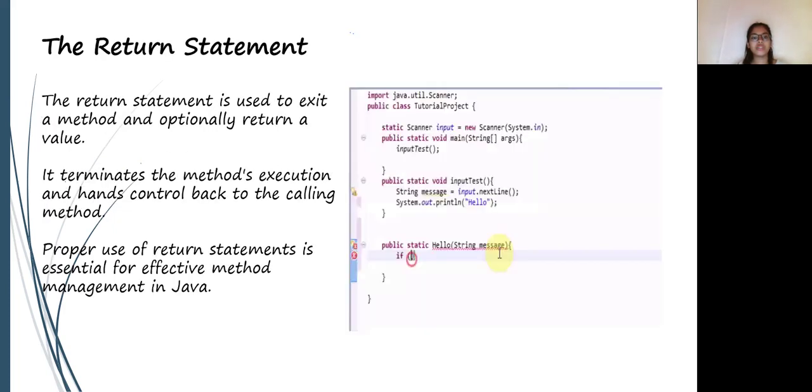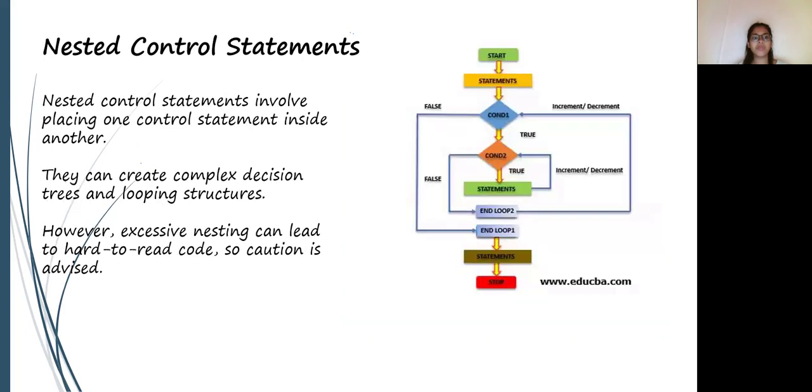The return statement is used to exit a method, optionally returning a value. It terminates the method execution and hands control back to the calling method. Proper use of the return statement is essential for effective method management in Java.